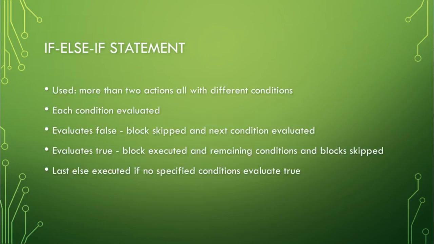The if-else-if statement is used when there are more than two actions and each has a different condition. Each condition is evaluated. If it evaluates to false, the block is skipped and the next condition is evaluated until it evaluates to true. When it evaluates to true, the block is executed and any remaining conditions and blocks are skipped. The last else is executed if none of the other conditions evaluates to true.